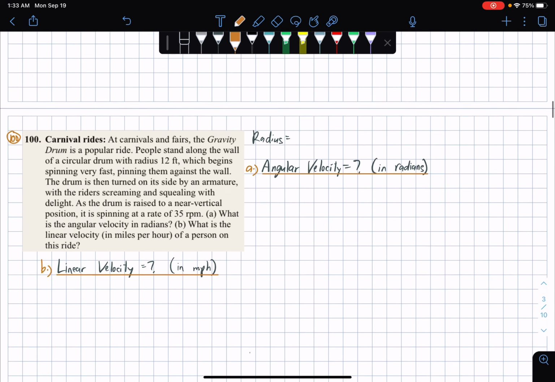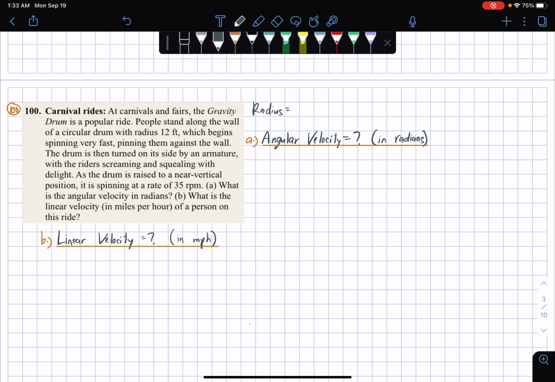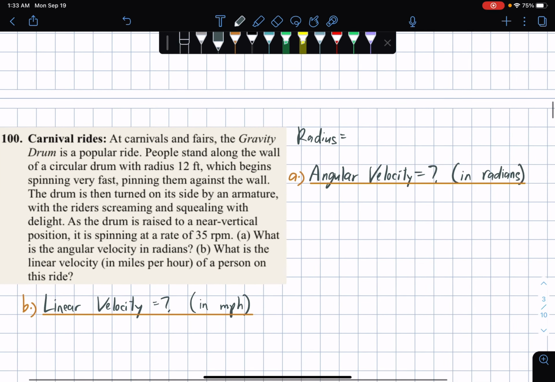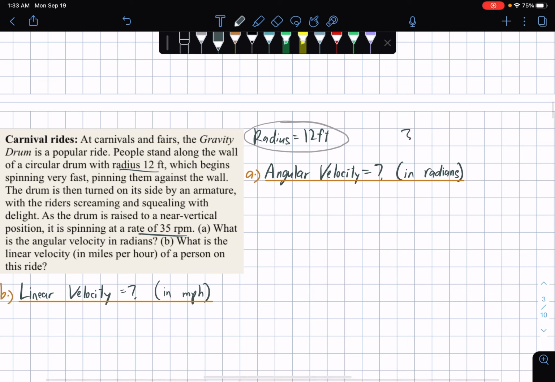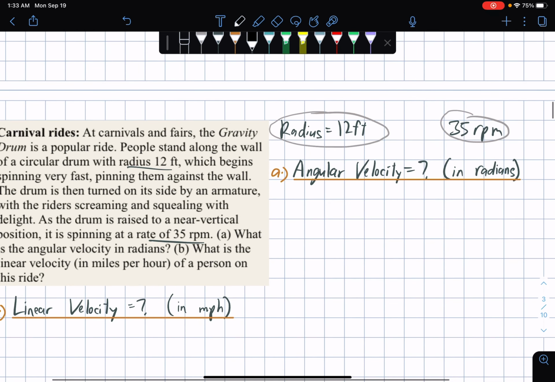Right. Let's move to 100. Carnival rides. So radius of 12 feet, and spinning rate of 35 RPM, or revolutions per minute. So as for the angular velocity, W is equal to theta over time.